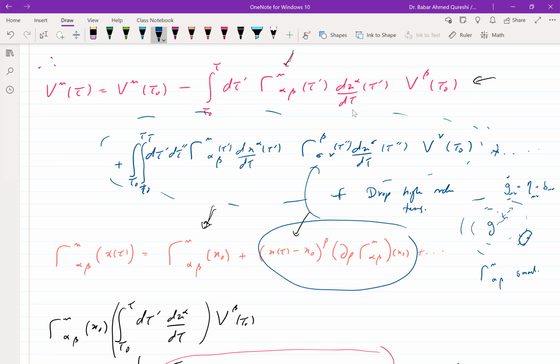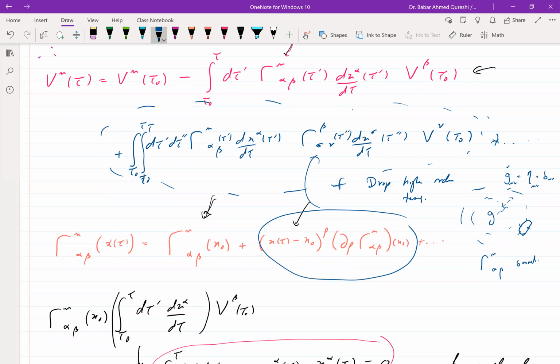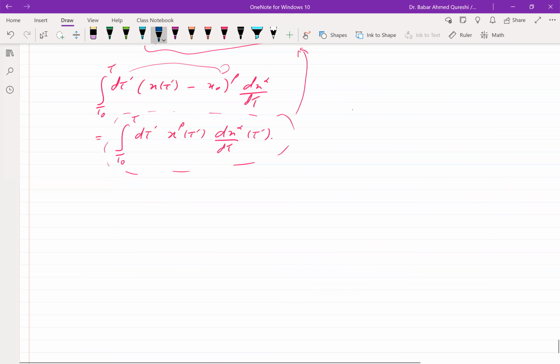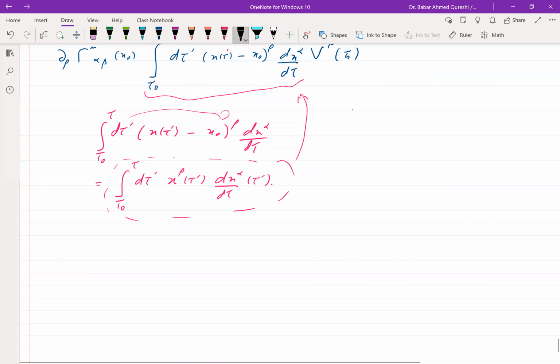The term involving two derivatives, I'm gonna drop it out because I'm assuming that each term in the Taylor series is becoming smaller and smaller. So the more derivatives you have, the smaller the contribution is. So I'm not going to that order. So you are left with this term.